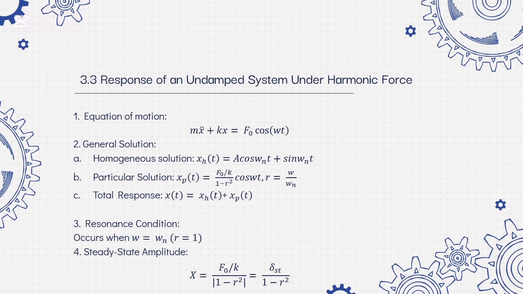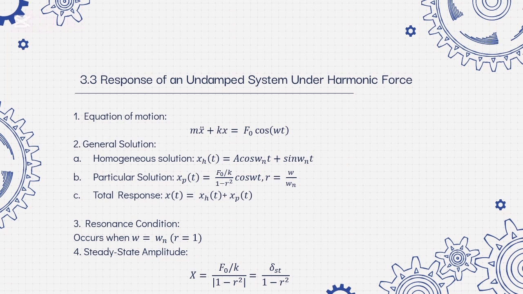Engineers must ensure that the frequency does not equal the natural frequency in undamped systems, for example, turbine blades or bridges without dampers. In reality, damping is added to mitigate resonance, but studying undamped cases helps us understand worst-case scenarios.